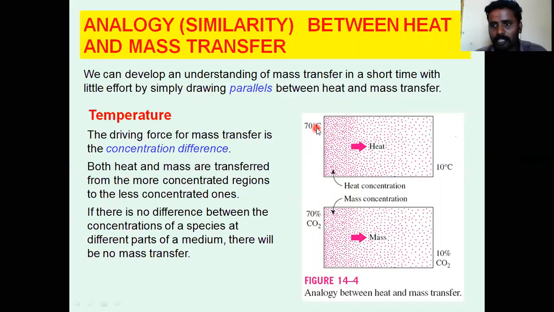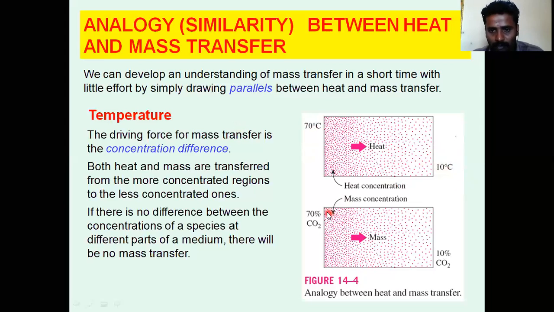Heat is transferred from 70 degrees Celsius, the higher temperature region, to the lower region. We know the first and second laws of thermodynamics also deal with temperatures. Temperature flows from the higher region to the lower region. Going from lower to higher temperature requires some external input, and that is the second law of thermodynamics. Similarly, energy is transferred from 70 degrees Celsius to 10 degrees Celsius, and the temperature profile is drawn on that side.